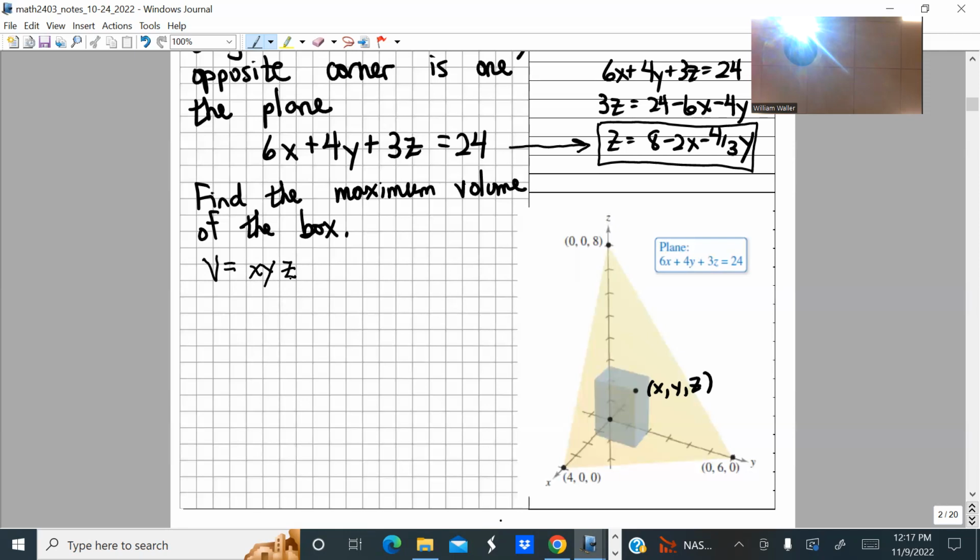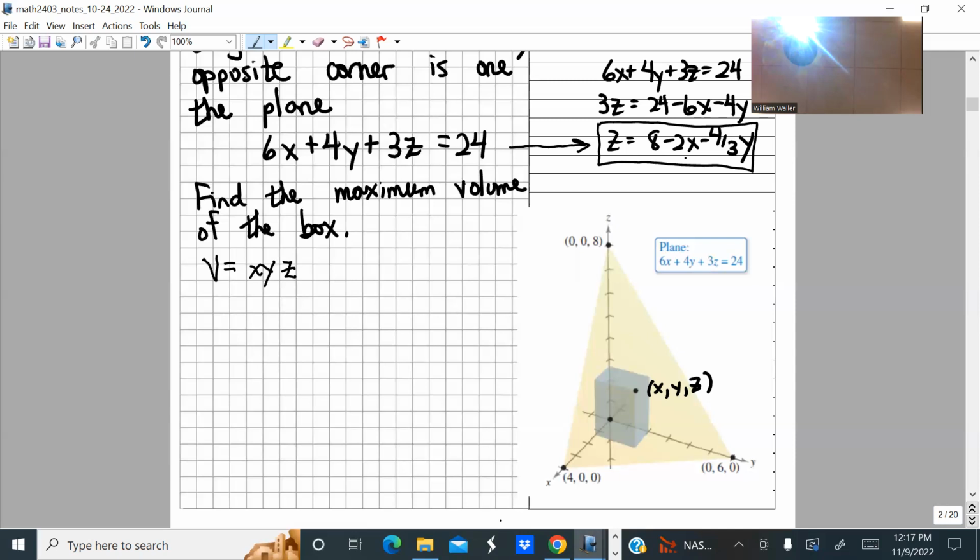The good candidate to get rid of here is z, because I have the equation for this plane. Remember, this point has to fall on that plane. So the point (x, y, z) also has to satisfy this equation, because this point is supposed to fall on this yellow surface, which has this equation. Now, if you take that equation and solve it for z, you get this expression.